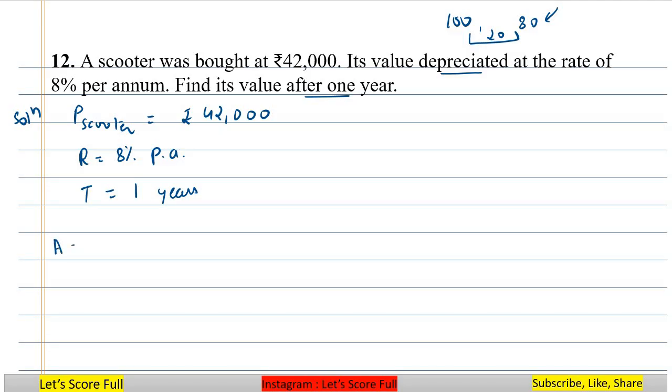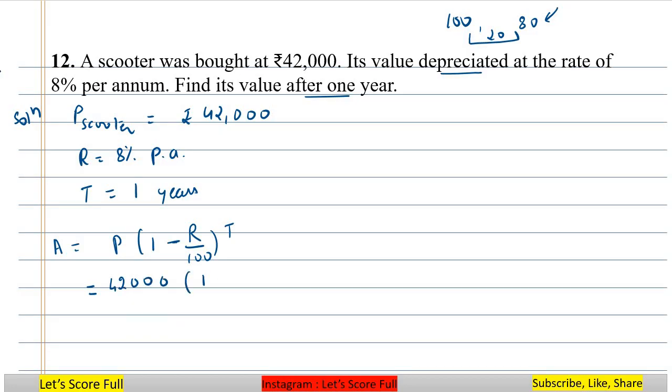So we know amount is equal to principal times 1 plus R upon 100 raised to T. Remember one thing, as it is depreciating, meaning decreasing, instead of plus, what will we do? Instead of plus, we will put minus. Why? Because there is depreciation. It is reducing, not increasing. Rate of interest increases. Number of bacteria increases. That is why it is plus. But as it is depreciation, we need to put minus. Right? So it is 42,000.